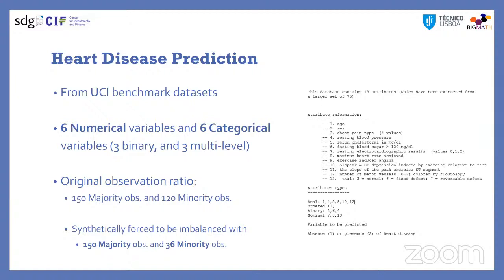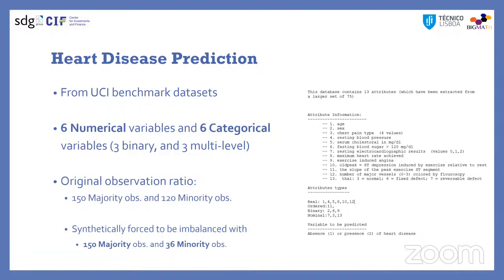Regarding the data set, we picked the heart disease prediction from the UCI benchmark datasets, which has 13 different variables. One was a categorical ordered one, we excluded that one, but we kept the 6 numerical variables and 6 categorical ones, which consist of 3 binary and 3 multi-class categorical variables. And the original observation ratio was 150 observations for the majority class and 120 observations for the minority.